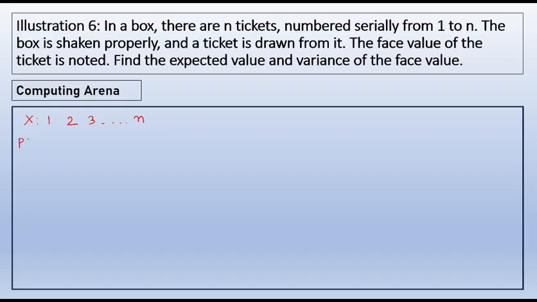So we have probability of x, and this is the same for all the tickets. That means the first one is 1 by n, the second one is 1 by n, the third one is 1 by n, and the last one is 1 by n. So we now have to compute the expectation of x. Expected value of x is equal to 1 into 1 by n plus 2 into 1 by n plus and so on, plus n into 1 by n. So this is the expectation of x.